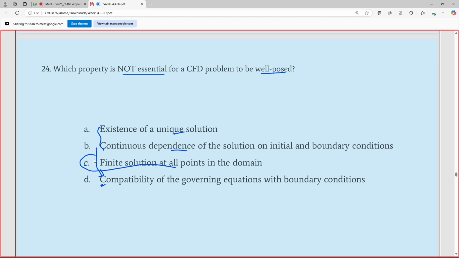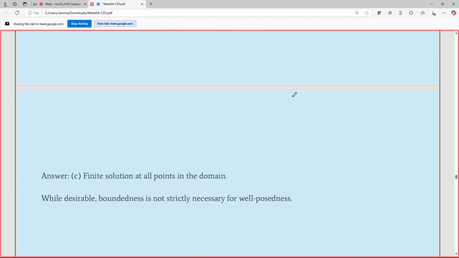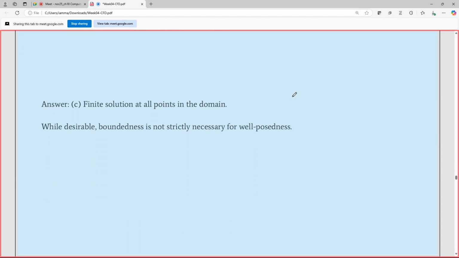This is not an essential property related to well posedness. Even though it is desirable to have a finite solution at all points of the domain, it is not directly related to well posedness. It is related to another property called boundedness of the solution, which mandates that the solution at all points in the domain should be bounded by the boundary values.